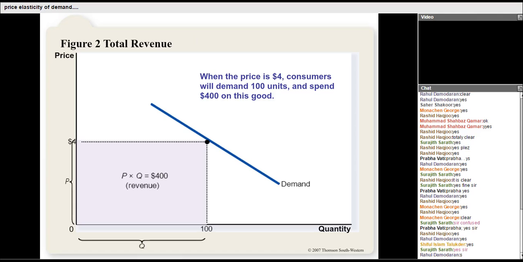See, what it's saying is there is a commodity, the price of the commodity is $4 and the quantity demanded is 100. So the total revenue will be 4 cross 100, that I told you, P into Q. So price is $4 and the quantity required is 100. So $400 is your total revenue. Right? Now, when the price is $4, consumers will demand 100 units and spend $400 on this good. So is it clear? Now let's go to the next slide, then you will understand why we are starting this thing.